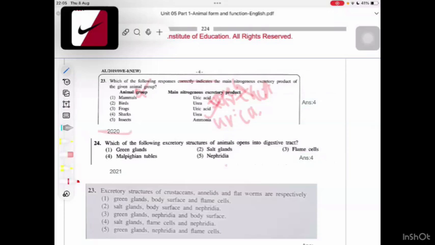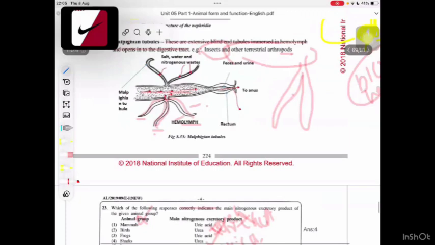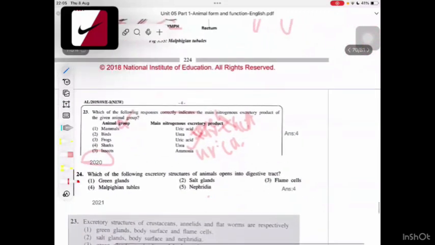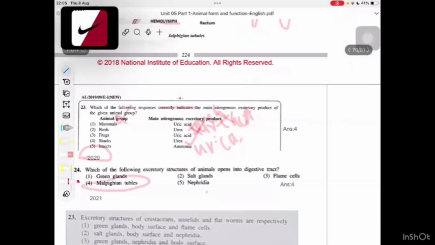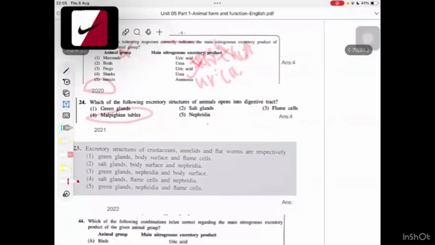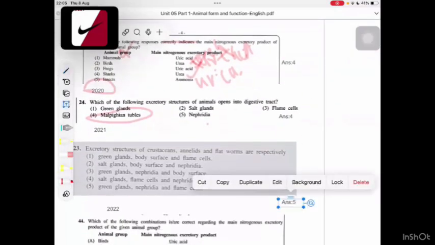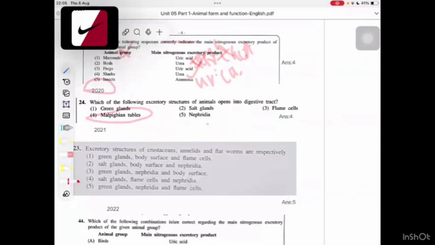The 2020 question. Which of the following excretory structures of animals opens into the digestive tract? We know they are the Malpighian tubules because we just learned that the blind-end tubules open into the digestive tract. So even without looking at the other answers, you can easily underline this answer, right? Okay. And then, excretory structures of crustaceans, annelids, and flatworms are respectively. Crustaceans, we know it's green glands.